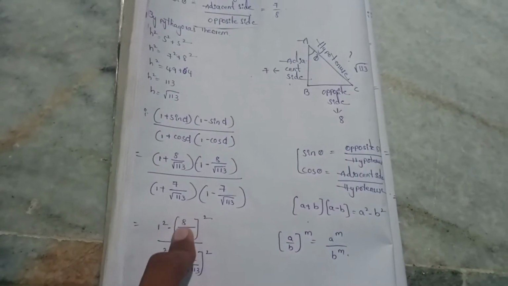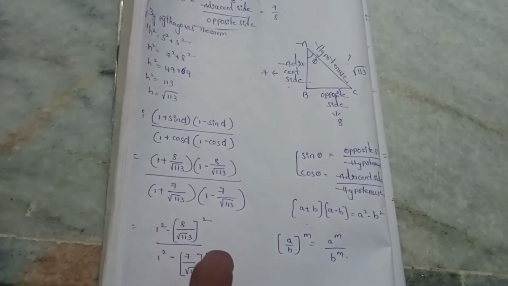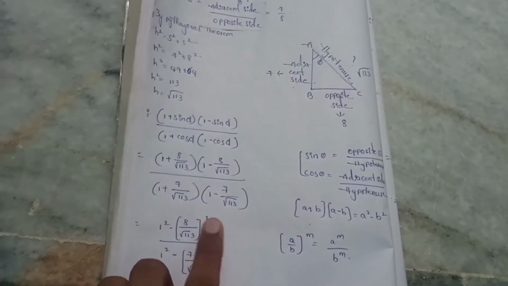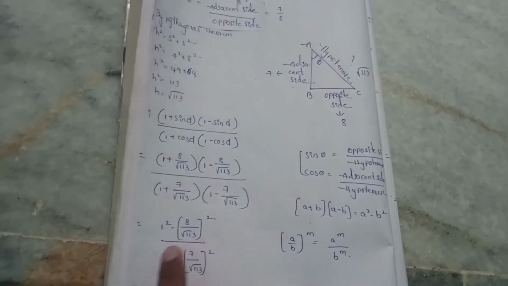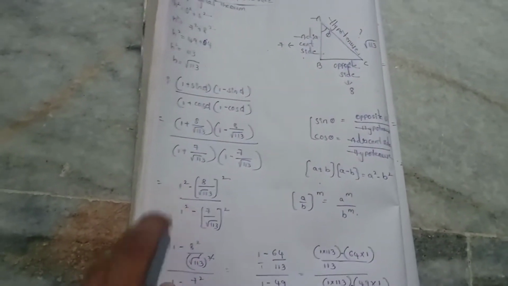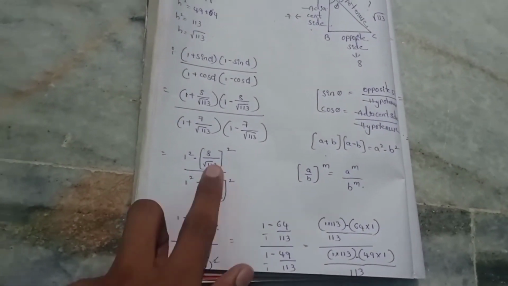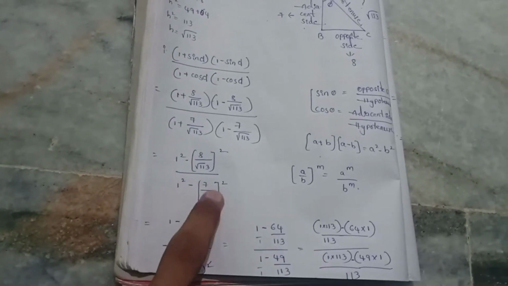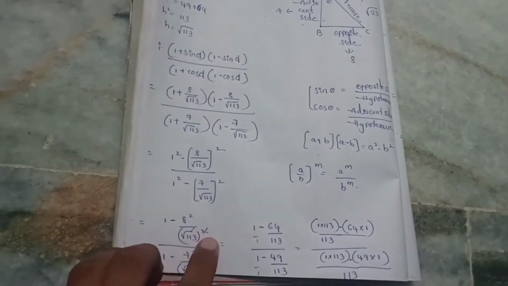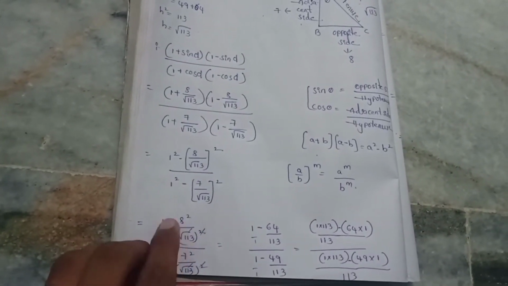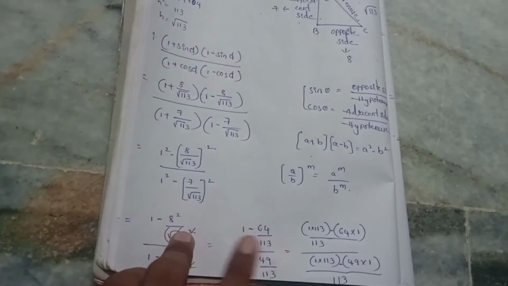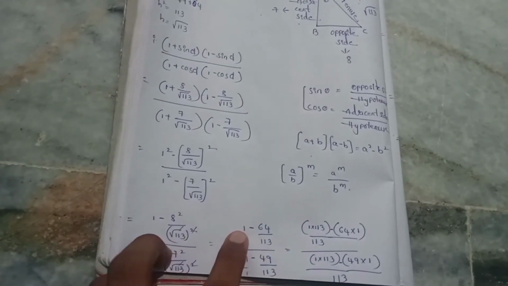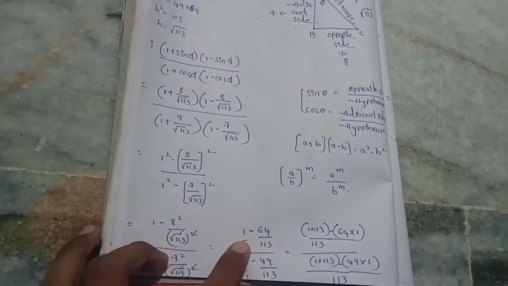Two terms are present here, so we have to separate the terms. This is in the form (A by B) whole power m, where a single exponent applies to both terms, so we have to separate it. Like this: 1 square means 1, minus 8 square by root 113 square, divided by 1 square means 1, minus 7 square by root 113 square. The square and square root cancel here. So 1 minus 8 square, which is 64, by 113. Now we have to do an LCM for this.